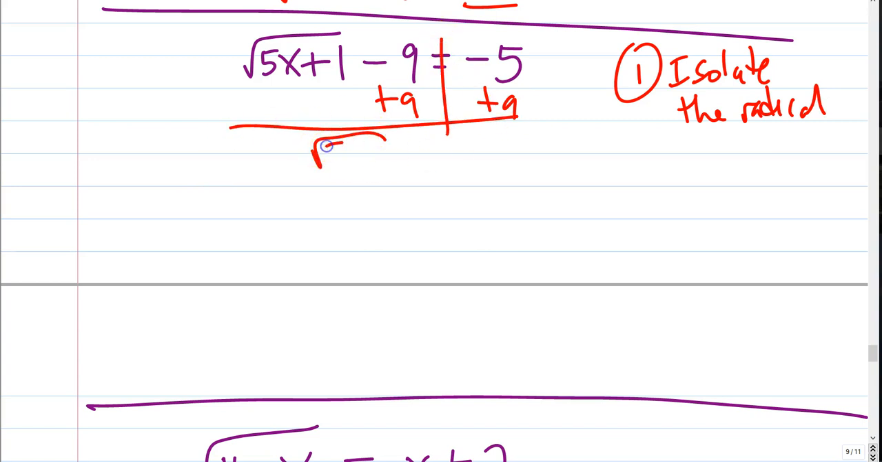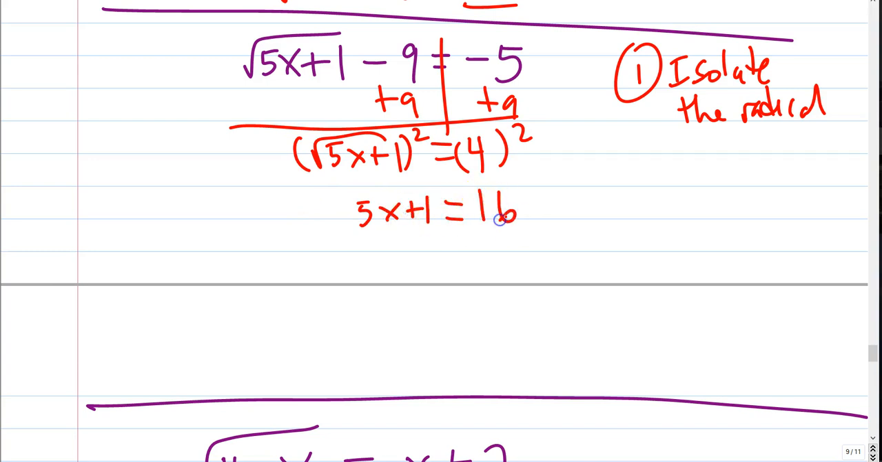So the square root of 5x plus 1 equals, how about 4? Now we undo that radical, undo a second root with a second power, leaving us with 5x plus 1 is equal to 16. Subtracting 1, 5x equals 15. Dividing by 5, x equals 3. Maybe. Don't forget to check.